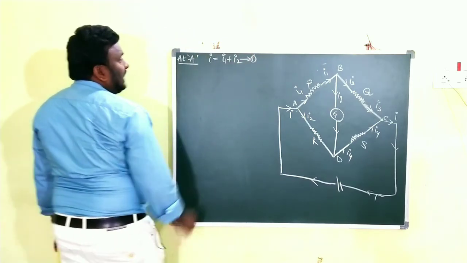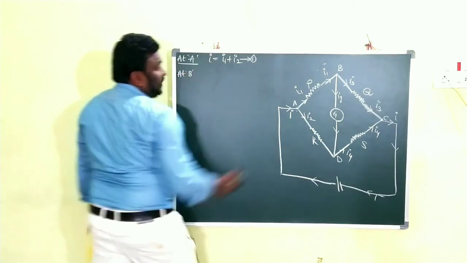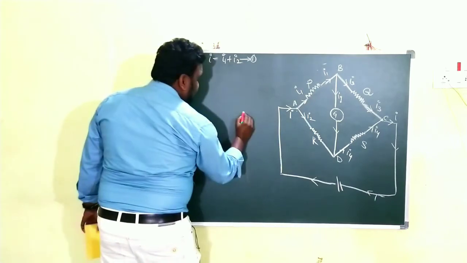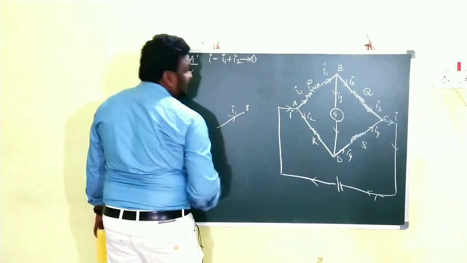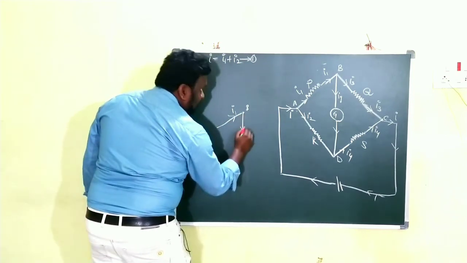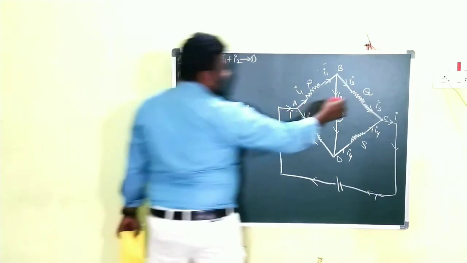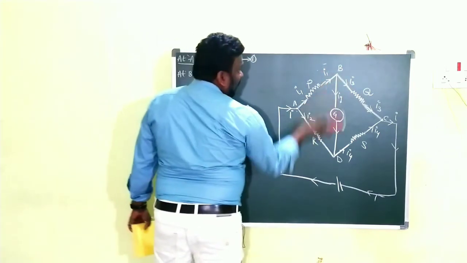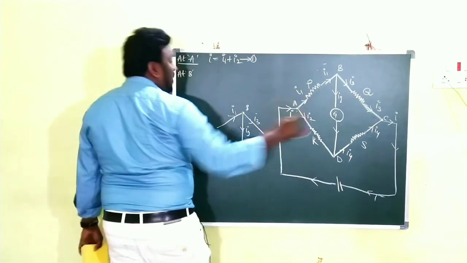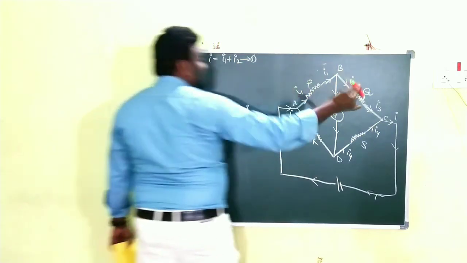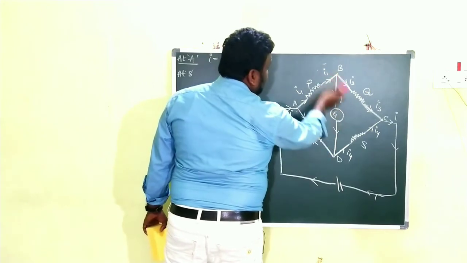Clear? Now at the junction B. At junction B, how is it, children? This is the junction B, and I1 is entered, and I2 and I3. I am drawing it separately here. You have to observe the arrow marks. Based upon the arrow marks, you may decide which is entering and which is leaving. I1 is entered, IG is leaving, and I3 is also leaving.